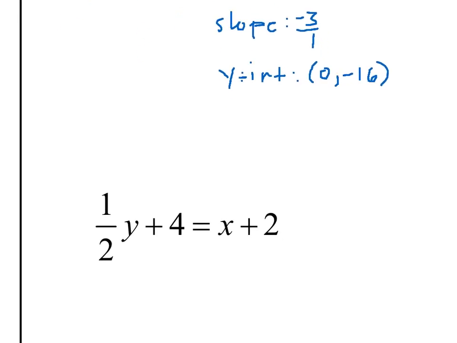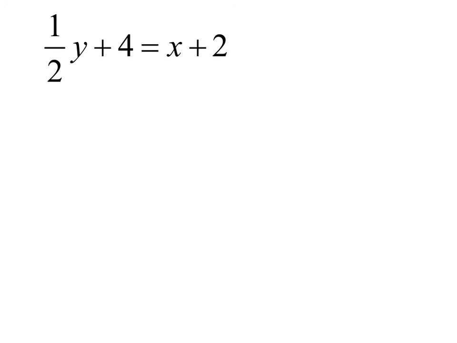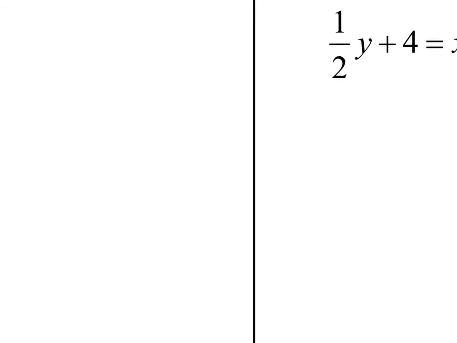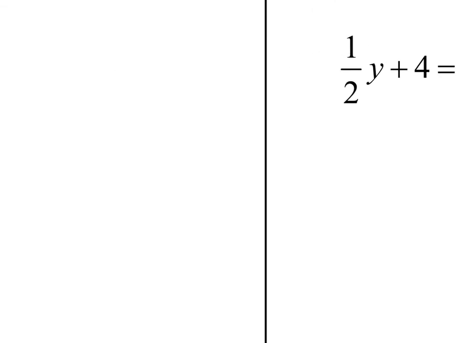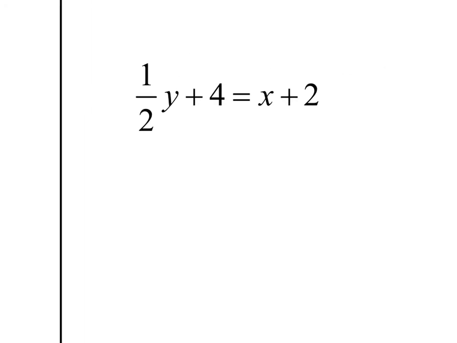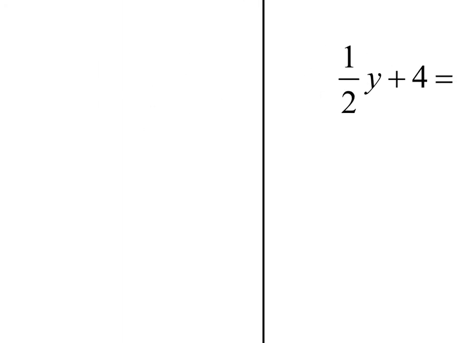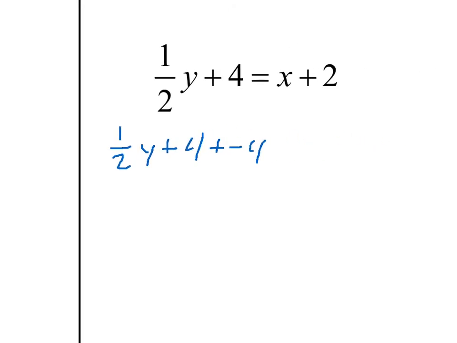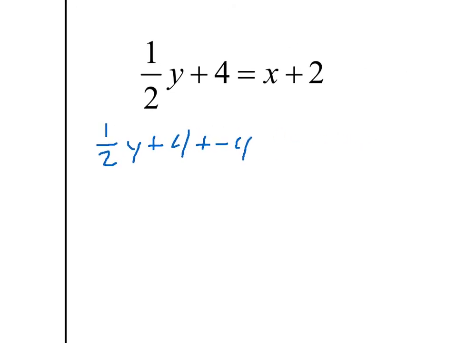And look at the next one. The next one's got another really tricky thing in it. First things first, we're going to look over here. It says 1/2 y plus 4. What is the first inverse operation we need to do to solve this equation? Michael? Add negative 4. Add a negative 4 to both sides. 1/2 y plus 4 plus negative 4 is equal to x plus 2 plus negative 4.